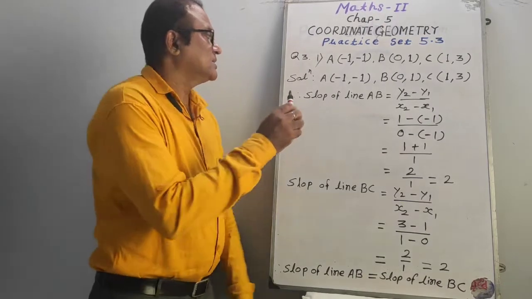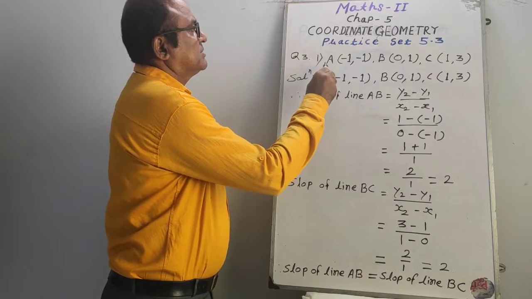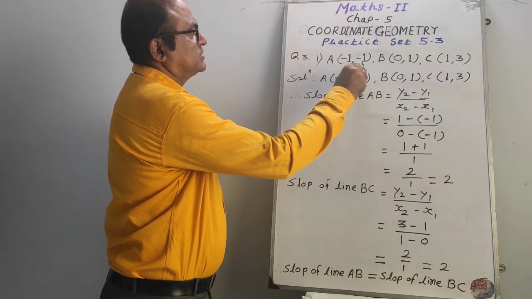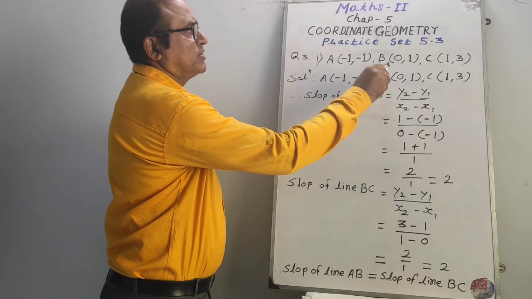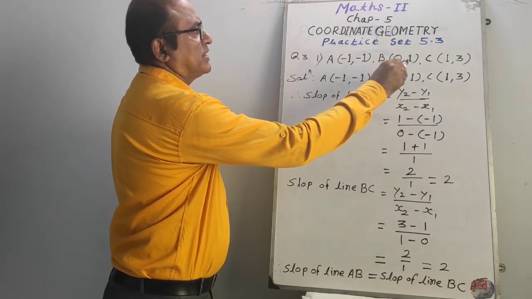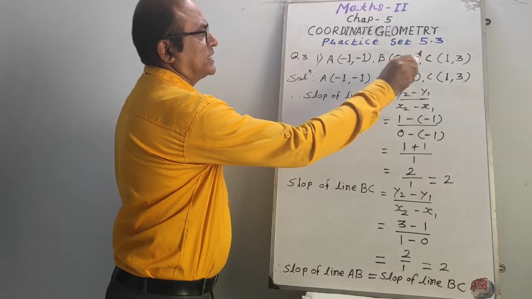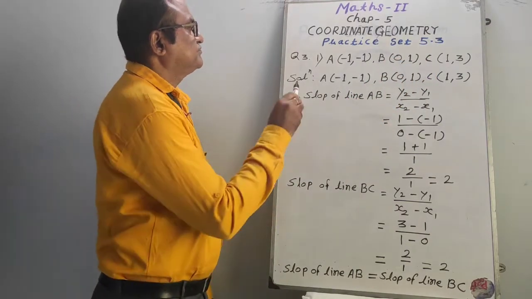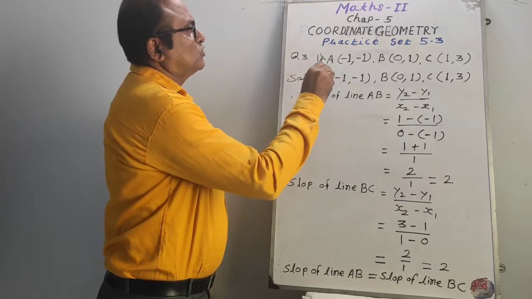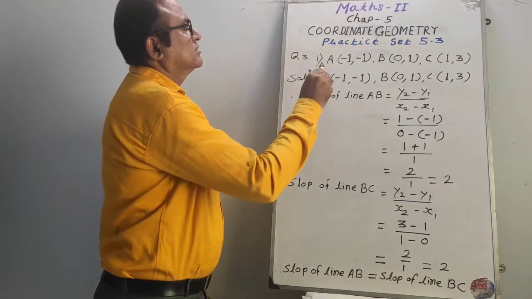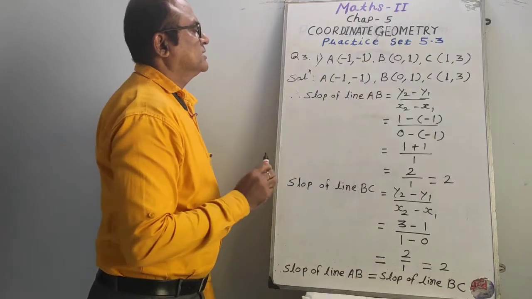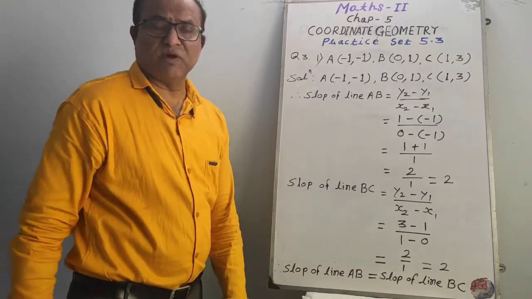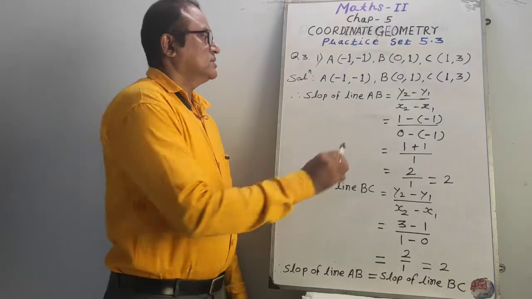Let's see. Question number 3, example 1. A(-1, -1), B(0, 1), C(1, 3). First take two points, A and B. Therefore, the slope of line AB is equal to y2 minus y1 upon x2 minus x1.